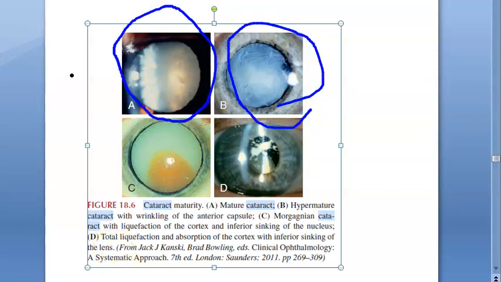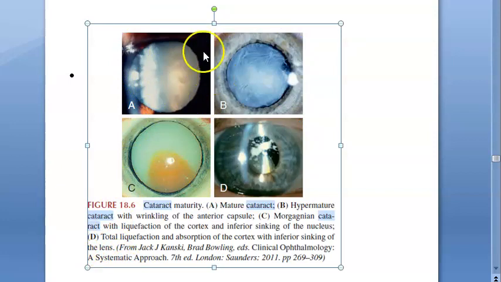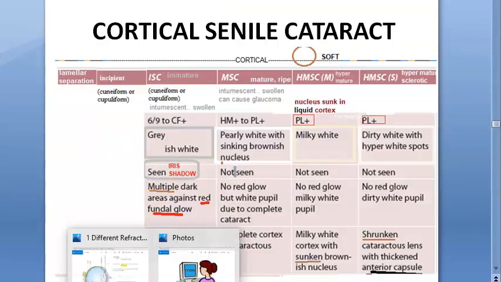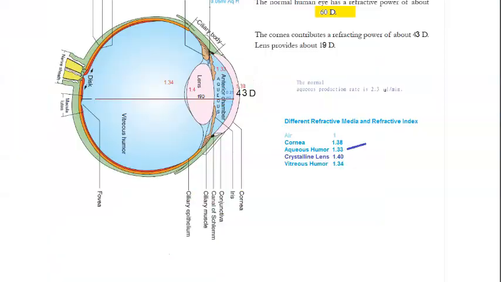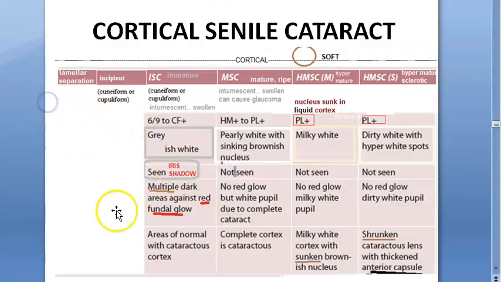Mature, they are saying. In mature, what will be there? Pearly white, right? So this one is pearly white. So pearly white is mature. Anterior capsule wrinkled, hypermature. This is Morgagnian. So which is pearly white, guys? Pearly white is mature, remember, okay? That's important. Let's move on and complete this video.